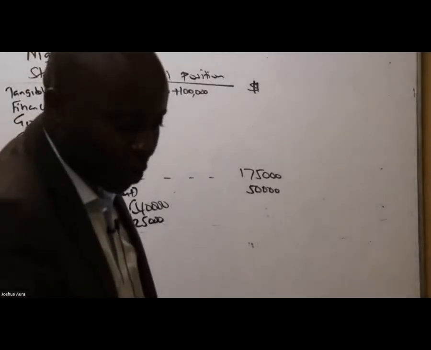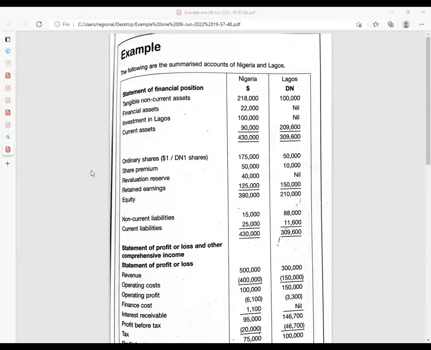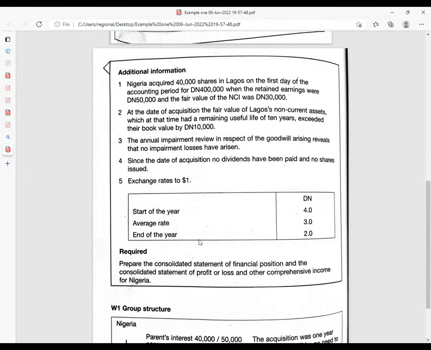Which rate should I use to translate it here? The exchange rates are given down here. Should I use from note number 5, the start of the year, average rate, or end of the year? Which rate should I use?